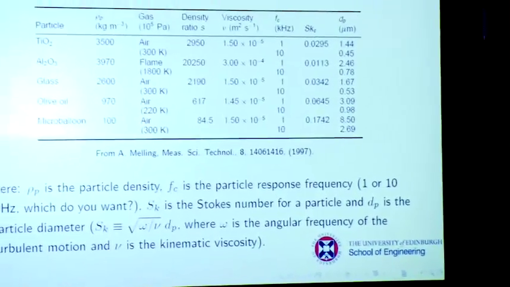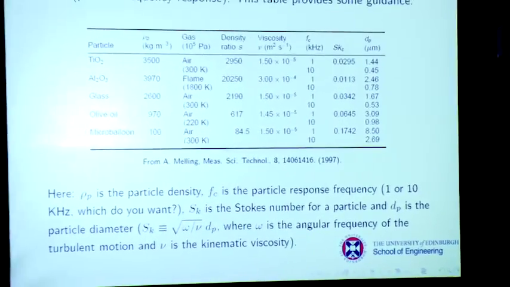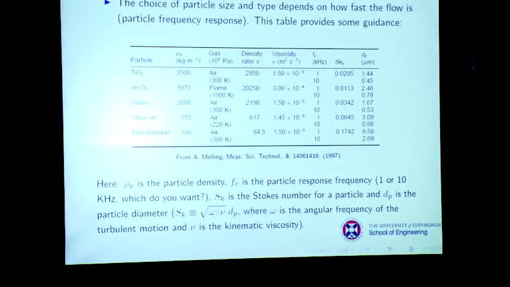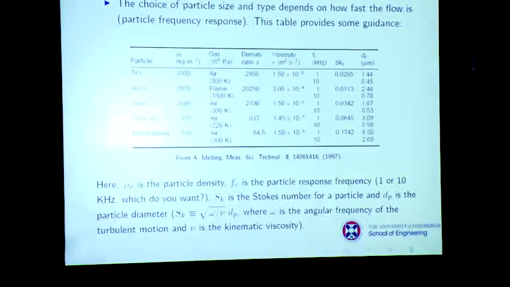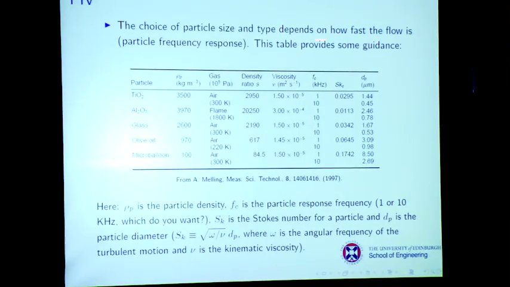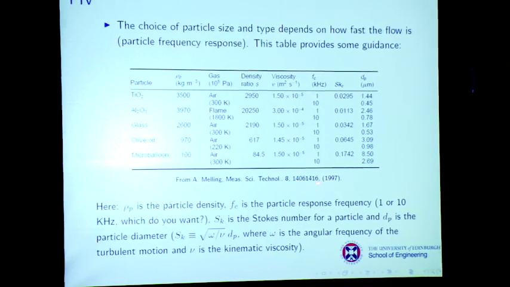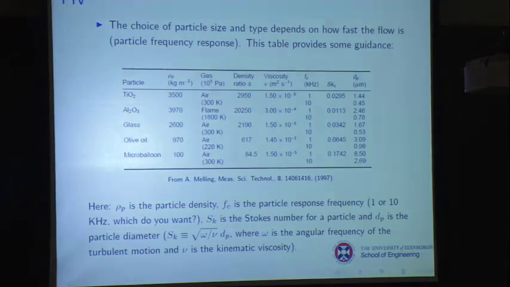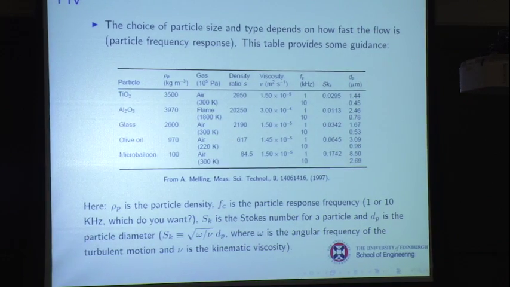I'm going to show you some old stuff from, like I said, I think on Monday, I used to participate in the development of PIV back in the days when it was chemical film, and people thought a lot more carefully about things in those days. So your choice of particle size and the type of particle depends on how fast the flow is that you want. And this table is from this paper here from 1997. What's the particle frequency response? How fast do you want this thing to respond?